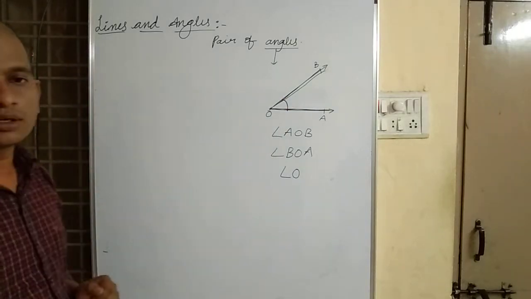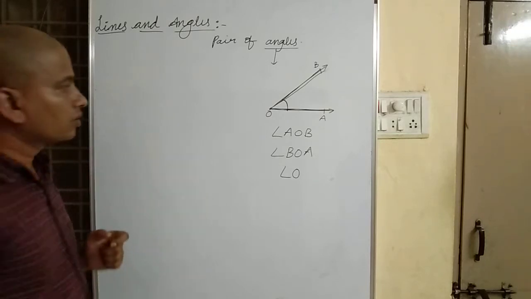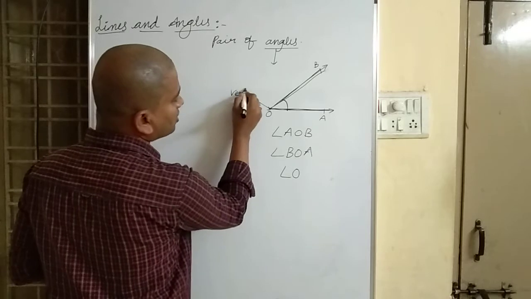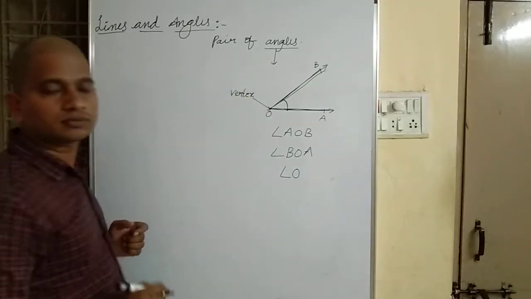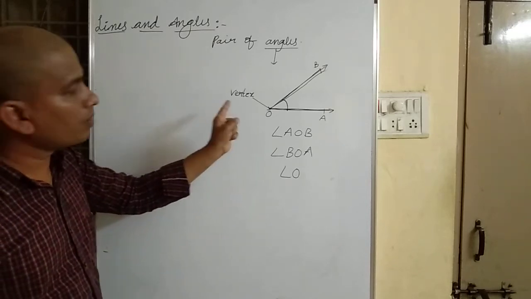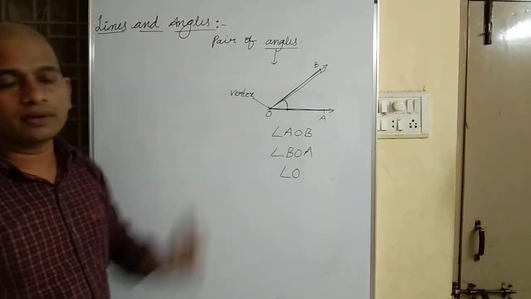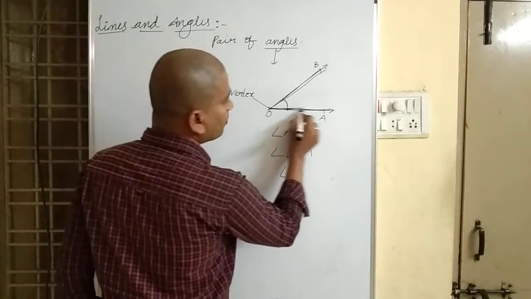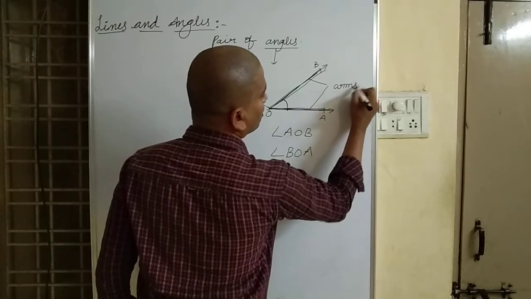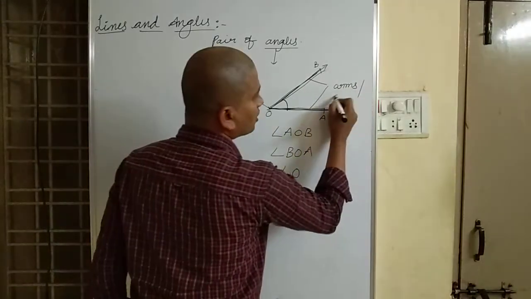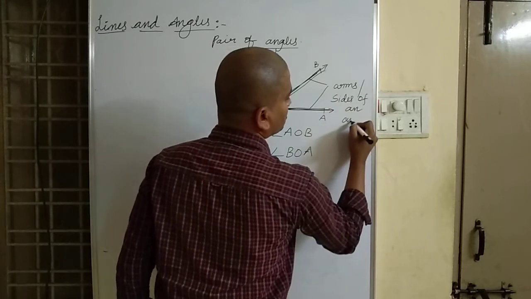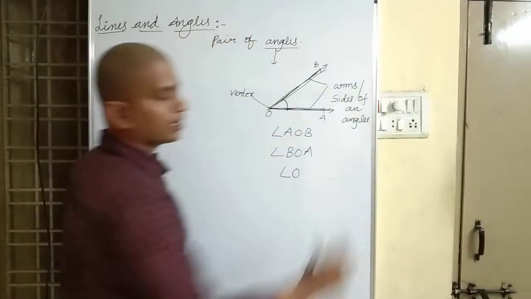So that is an angle. It has only one common point. This common point is also called the vertex. O is the vertex, which is the common point for both the rays OA and OB. And what about OA and OB? OA and OB are called arms of an angle. Arms are sides of an angle.